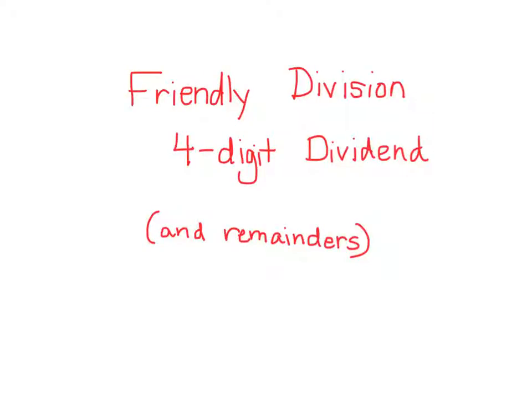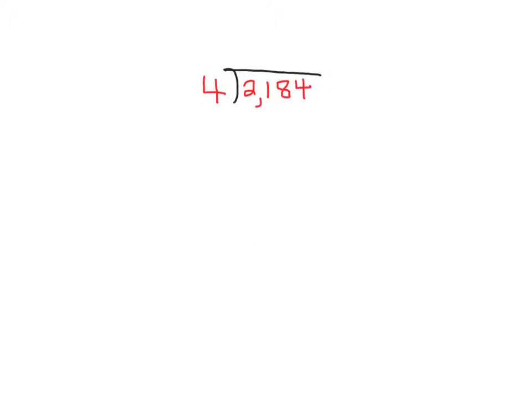In this lesson, we will be extending our knowledge of friendly division or ladder division to look at 4-digit dividends and remainders. So our first question that we're going to look at is 2,184 divided by 4. Since 4 is our divisor, we need to think about friendly numbers for 4.